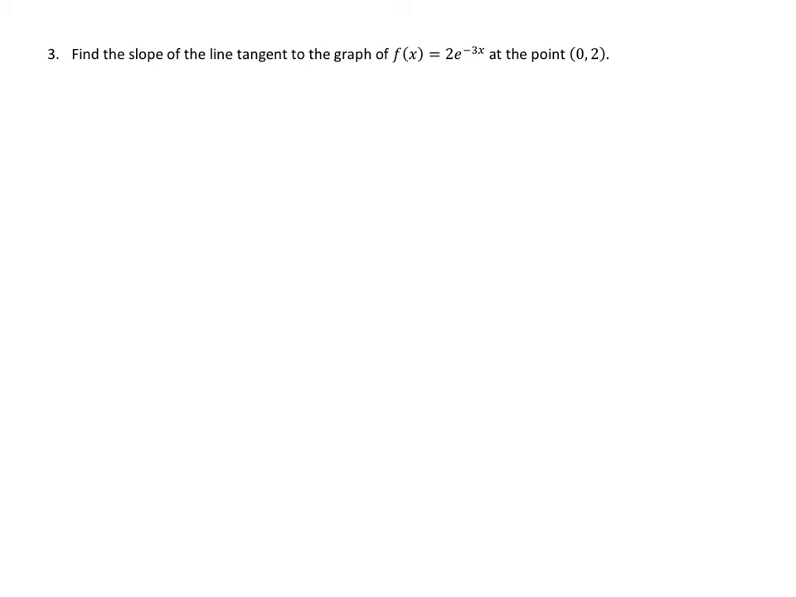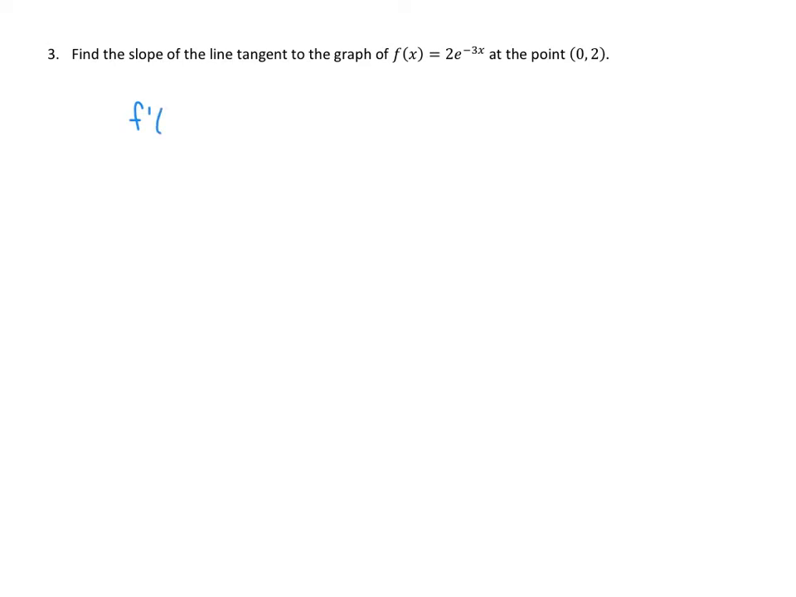In this example, let's find the slope of the line tangent to the graph of f of x equals 2 times e to the negative 3x at the point (0, 2). Now to find the slope of the tangent line, we find that by taking the derivative. So let's take the derivative of f of x.